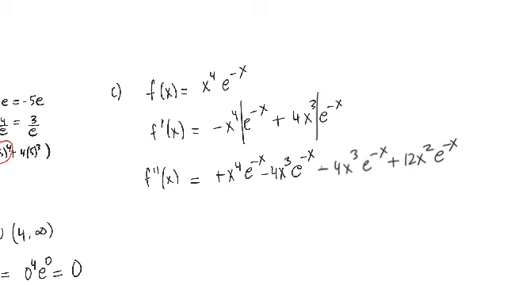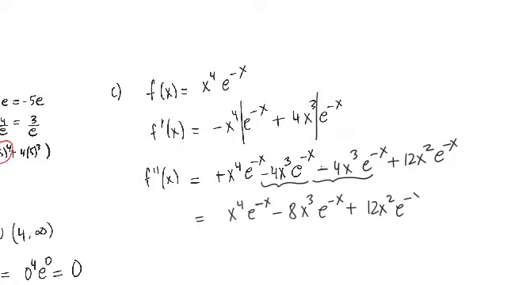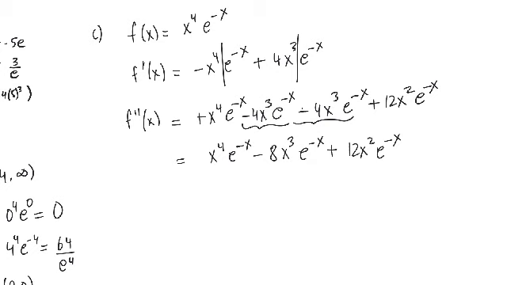You want to take the time to clean this up, combining any like terms. These two are like terms, right? So I can do negative x to the 4th e to the negative x minus 8x cubed e to the negative x plus 12x squared e to the negative x. You also want to factor. So I can pull out an x squared and an e to the negative x, and then I have x squared minus 8x plus 12, right?